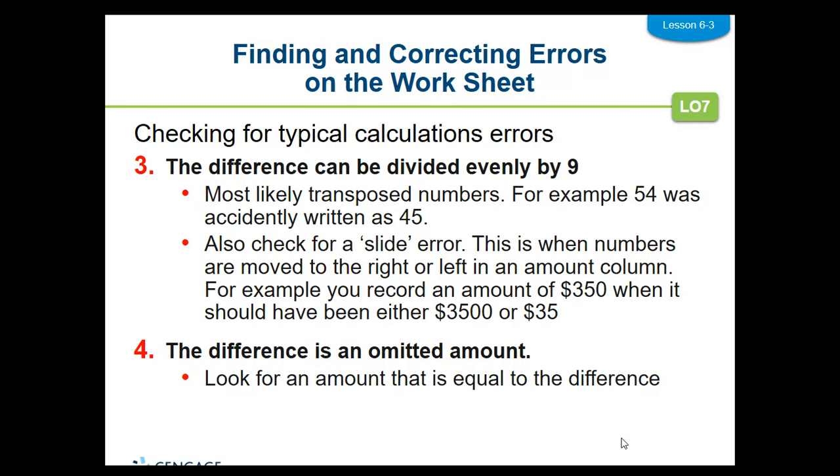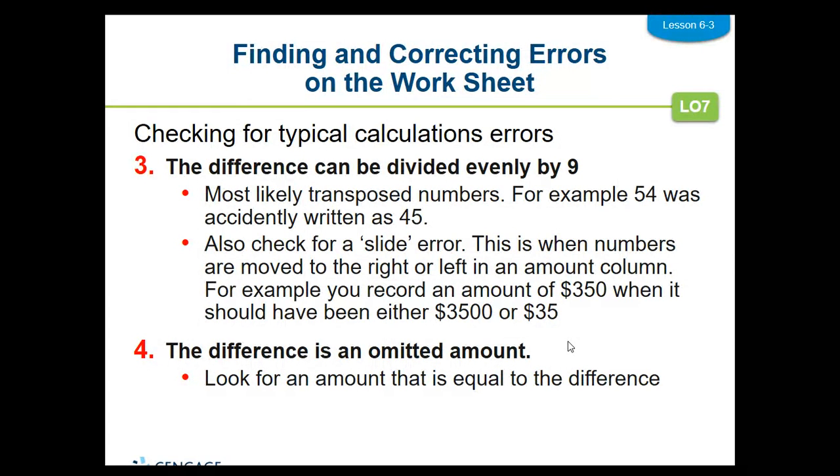Those are transposed numbers. Another error when it can be divided by 9 could be what they call a slide error. And that's where you either add or take off a 0 usually. So the example I have here, you recorded an amount for $350 when it was supposed to be $3,500 or only 35. You either added a 0 or took a 0 off. That's what they call a slide error. That also would result in a difference that can be divided evenly by 9.